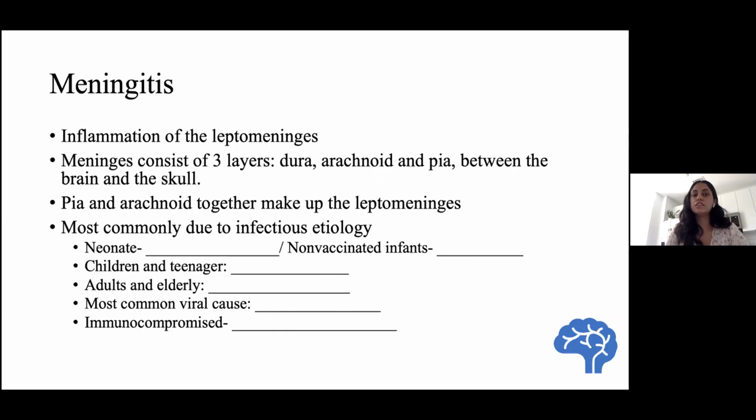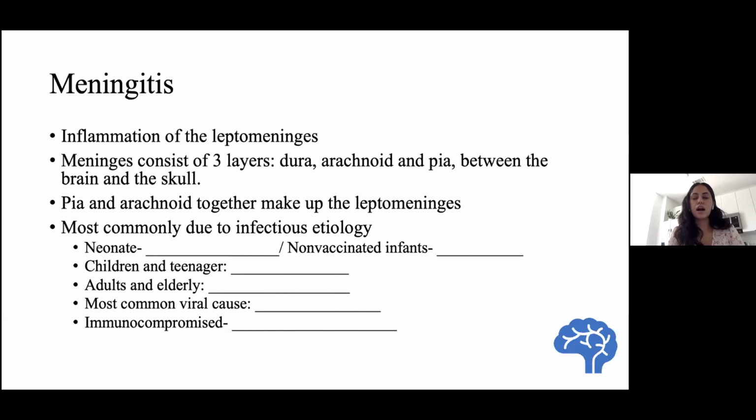So great answer. So meningitis, again, what does that mean? That's just inflammation of your leptomeninges. Now going back to normal a little bit, the meninges consist of three layers. Like we covered in the anatomy lecture, you have the pia layer, which is closest to the brain, then the arachnoid, and then the dura layer. These layers are between the brain itself and the skull. It's only the pia and the arachnoid that together make up the leptomeninges. And when you're looking at meningitis, it's important to know the actual etiology, the causative agent.